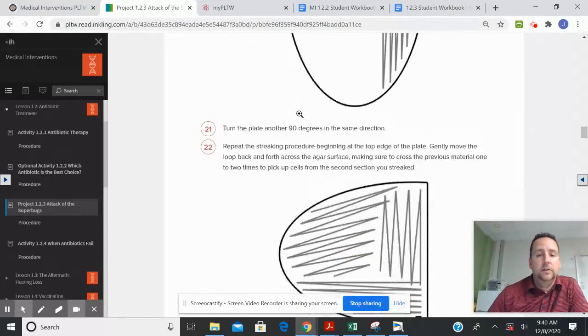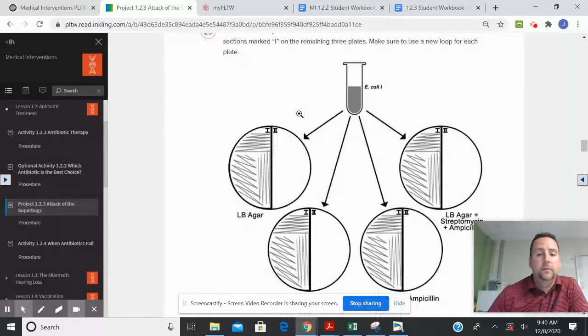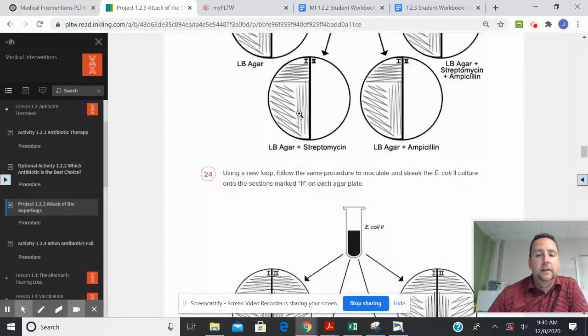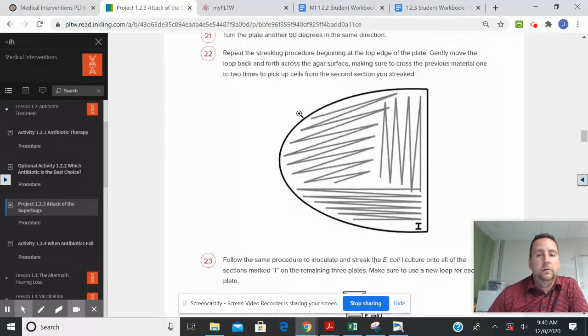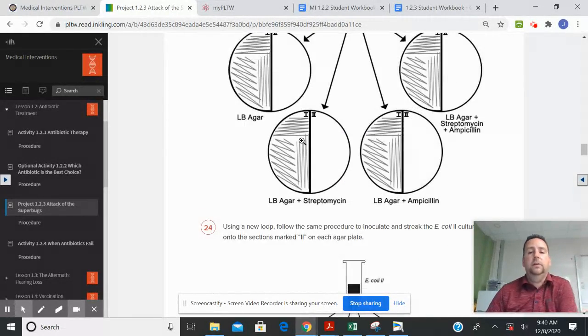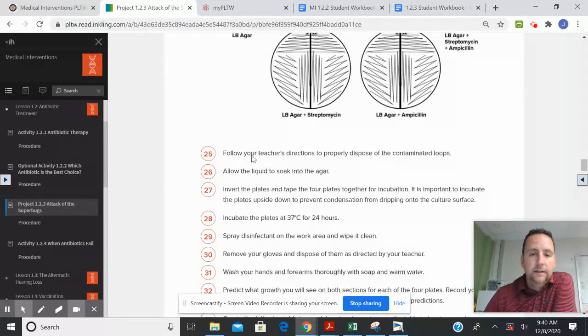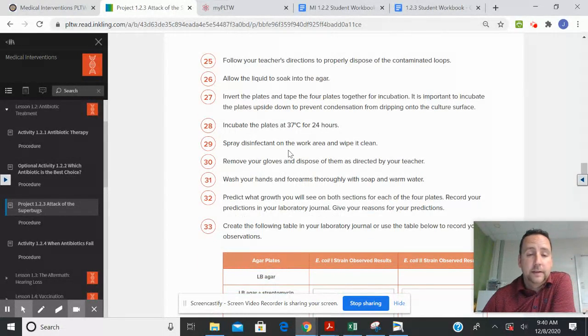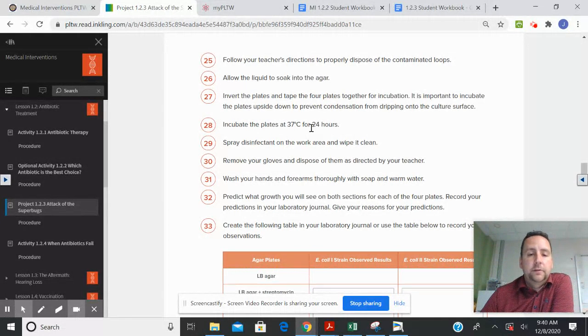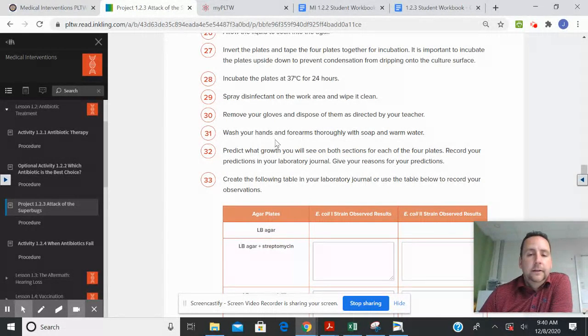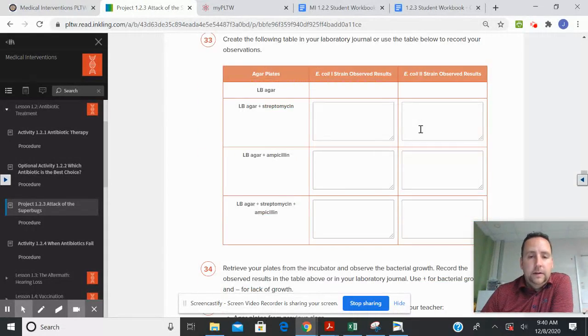Okay, it shows you how to streak the plate. And I'll demonstrate this, but it'd be very helpful if you did that in all the classes. So you're going to basically follow E. coli 1. Half the plate will have E. coli 1. Half the plate will have E. coli strain 2. And then we'll incubate them for 24, in this case 48 hours. I will take them out after 24 hours, and then you're going to put those observations in.